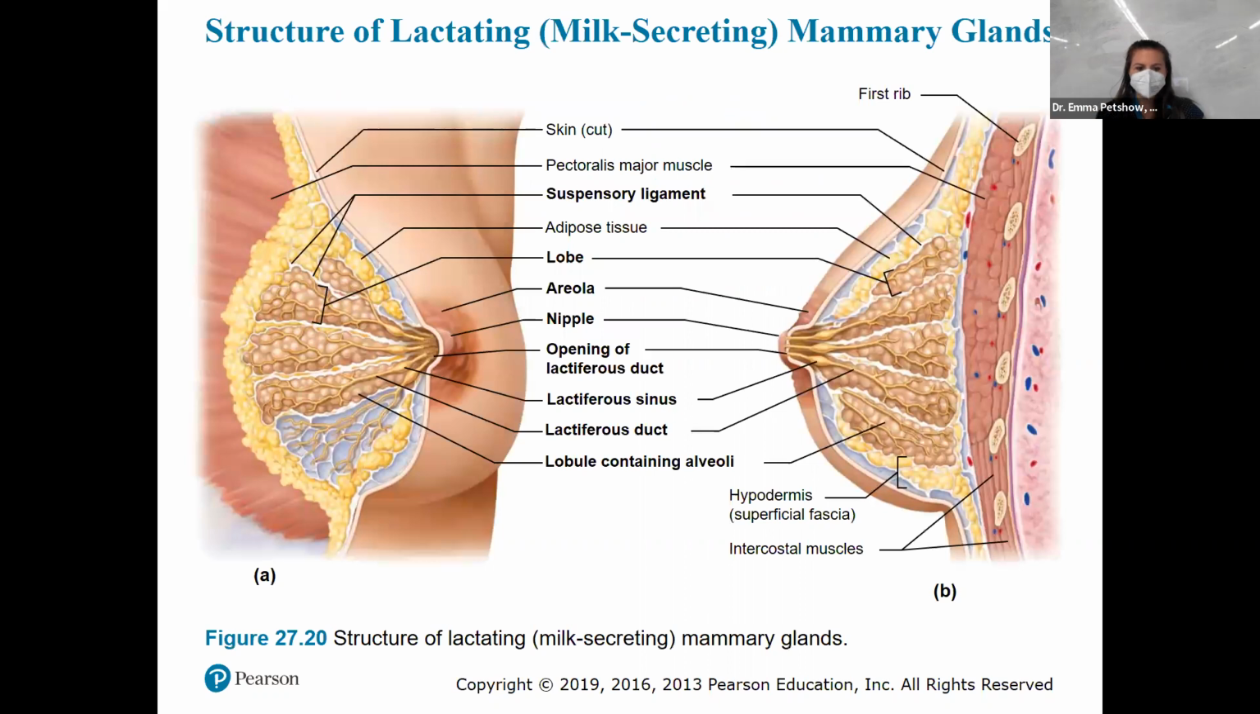And if you're a visual person, again, this is what we were talking about. You have our suspensory ligaments here, which I mentioned. So there are suspensory ligaments in the breast tissue. Then you have your lobule containing alveoli. You have your lactiferous duct moving into a sinus, moving out the nipple. That's where breast milk goes. So you have your lobule containing alveoli, your duct, your sinus, moving out through the nipple.